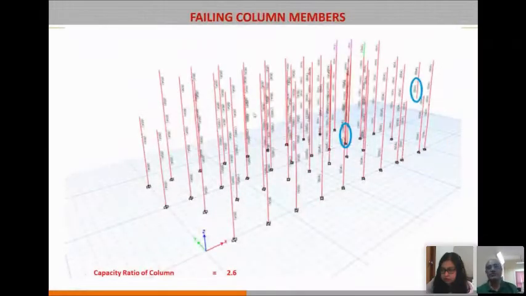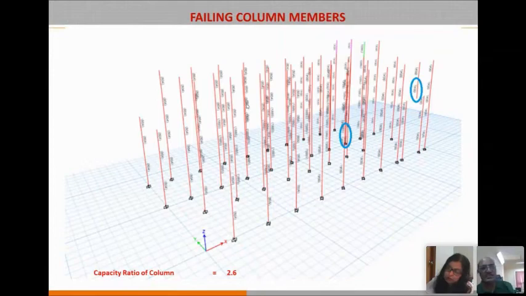Based on that, we need to carry out the demand capacity ratio for each element and each joint, and wherever we get a DCR less than 1, that shows the demand is more than the capacity. In that case, we have to retrofit only those elements, do the reanalysis, and then verify which other elements are vulnerable.